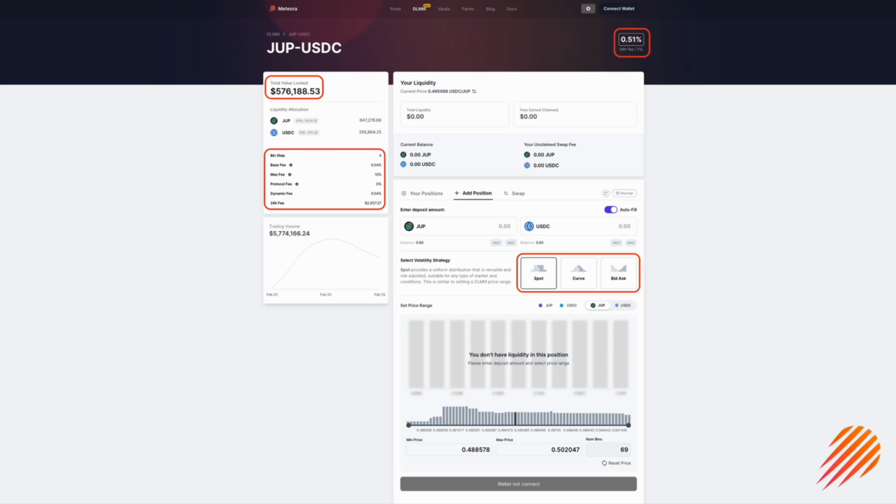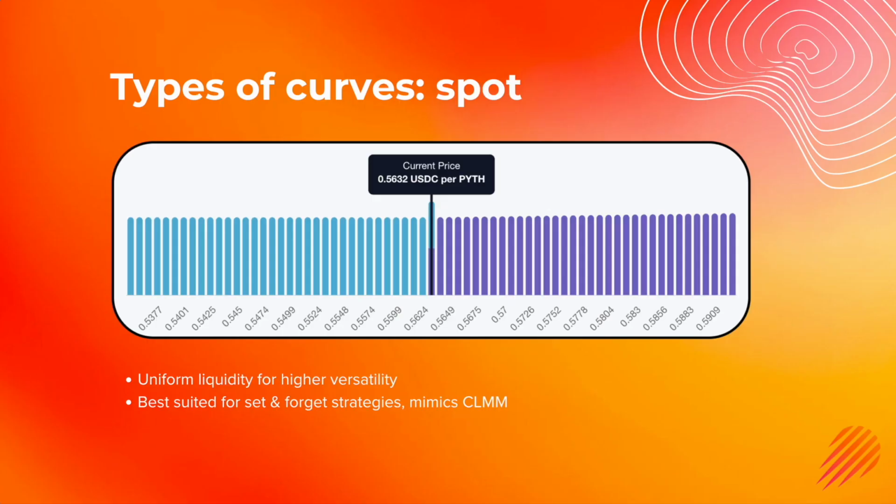Having understood what the key parameters in a pool page are, we can move on to analyze the three different types of distributions to choose from. So there we have the spot distribution, possibly the easiest to understand and implement. It mimics the concentrated liquidity model, but still it uses zero slippage bins, and is considered to be highly versatile.